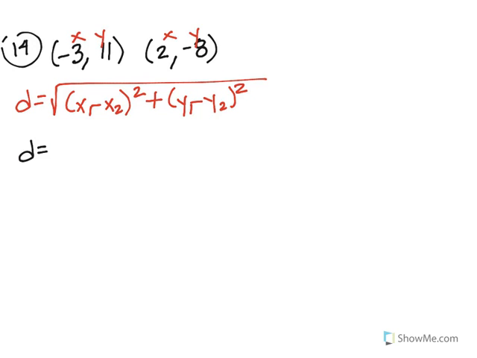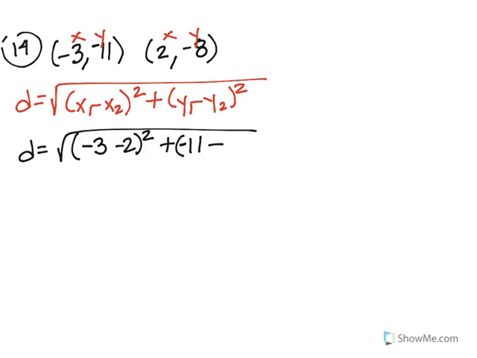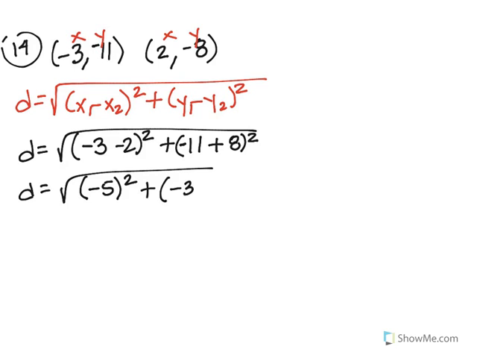So we're going to plug in for our x's. We have negative 3 minus 2 squared, plus our y's would be 11. Oh, that's a negative 11, my bad. Negative 11 minus a negative 8 makes it a plus 8 squared. So negative 3 minus 2 is negative 5 squared. And then negative 11 plus 8 is negative 3 squared.